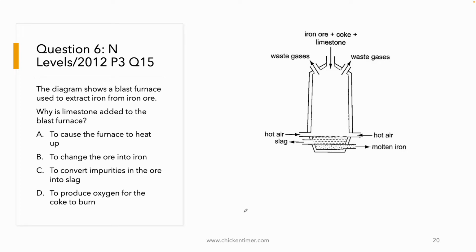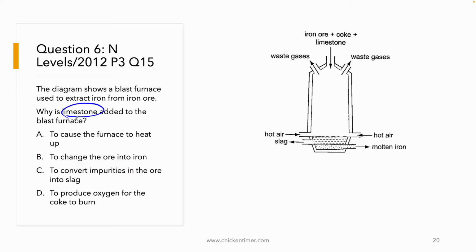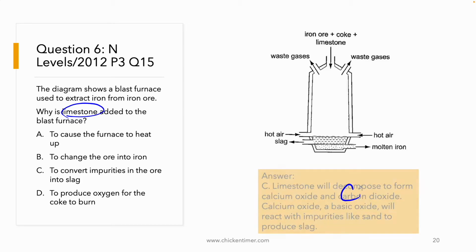So question 6, we have a blast furnace. The question asks, why is limestone added to the blast furnace? From the last slide, you'll know that the purpose of the limestone is to get rid of impurities such as slag. So it's quite obvious. This question is actually more of a textbook question. You can find the answer from the textbook. So the answer is C.